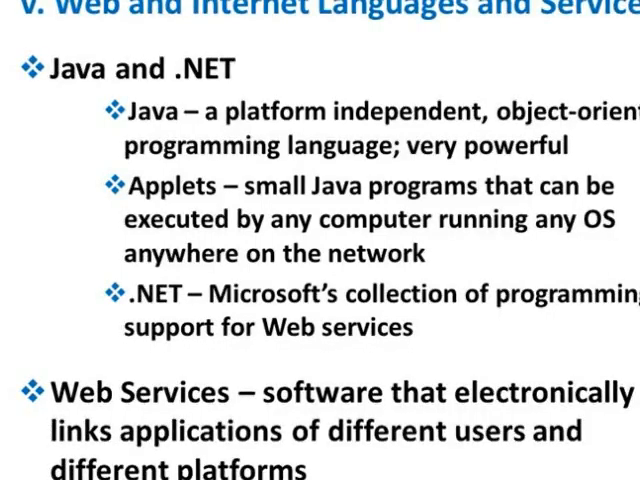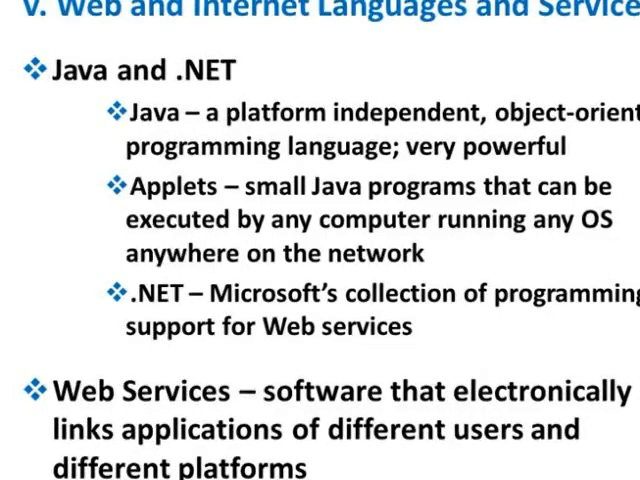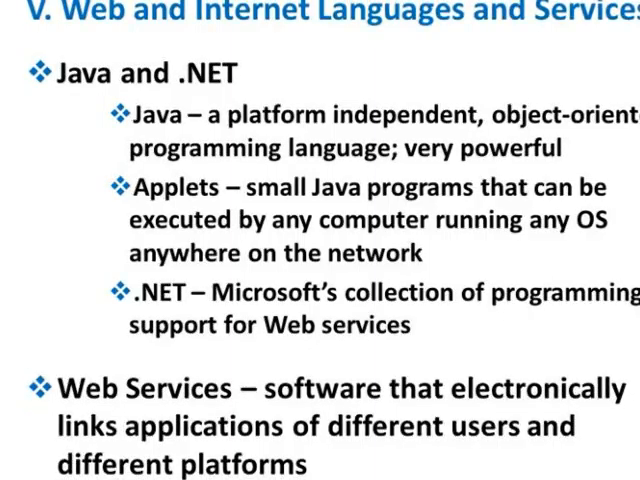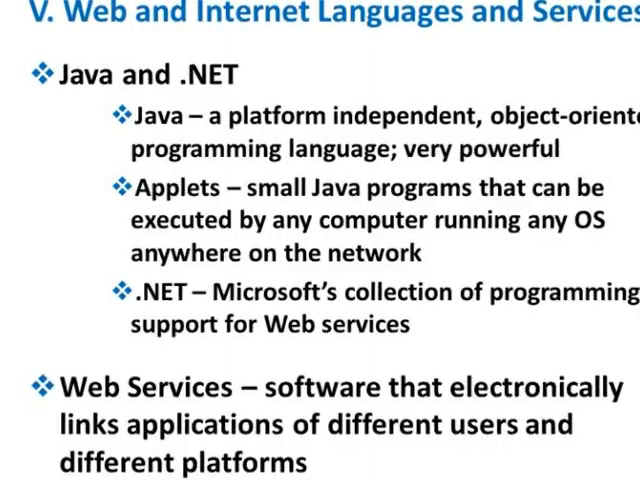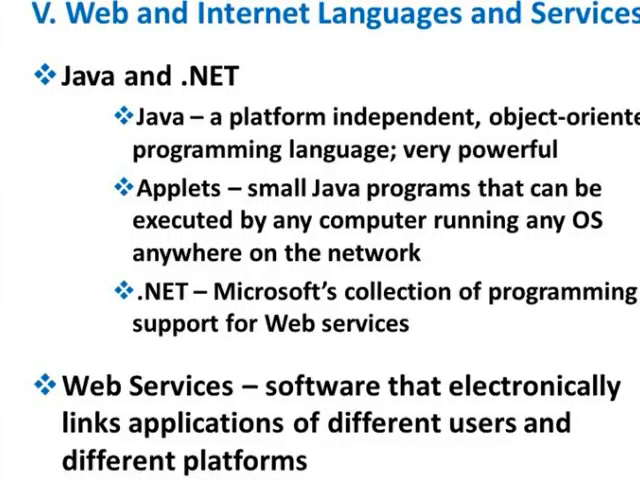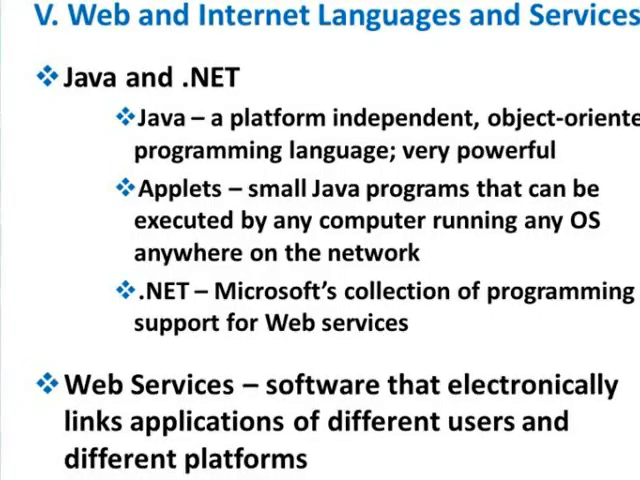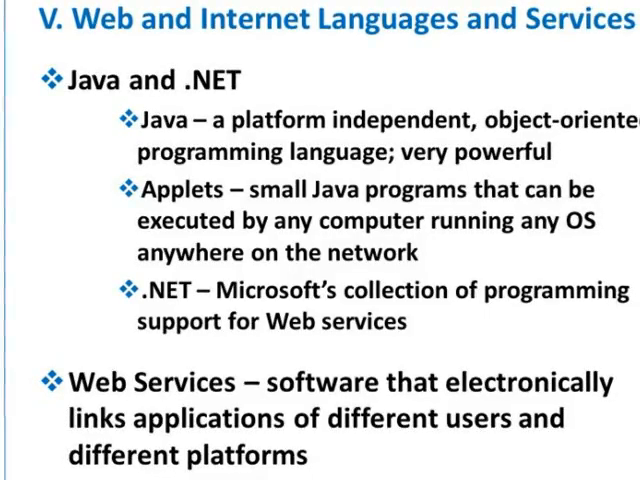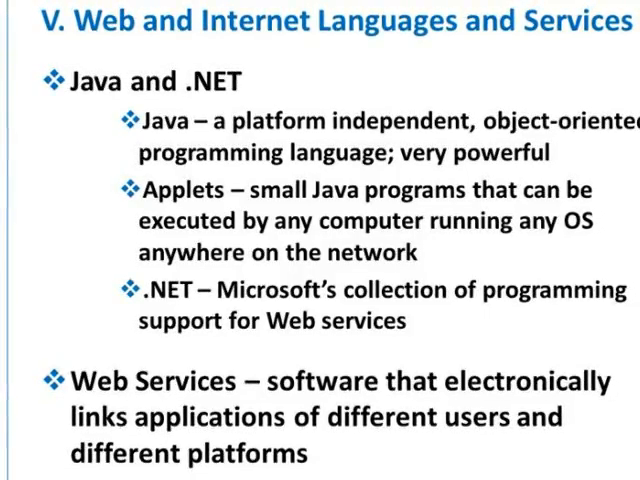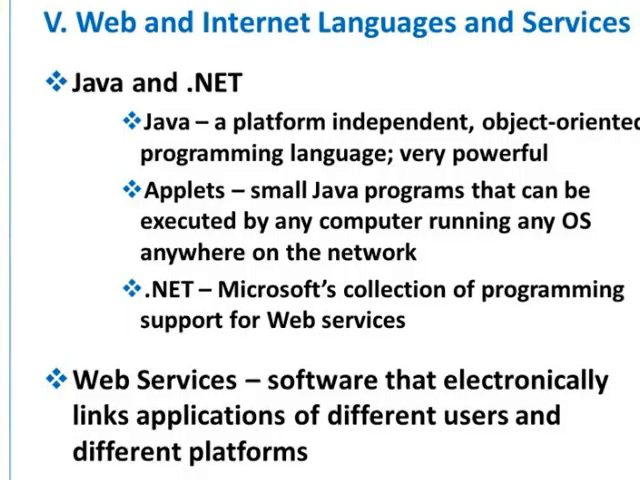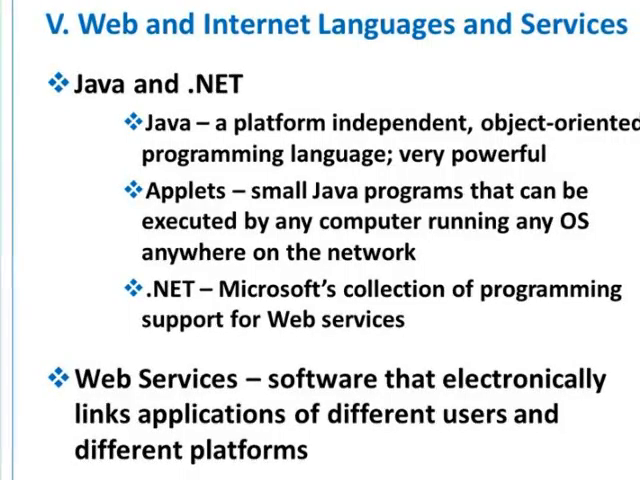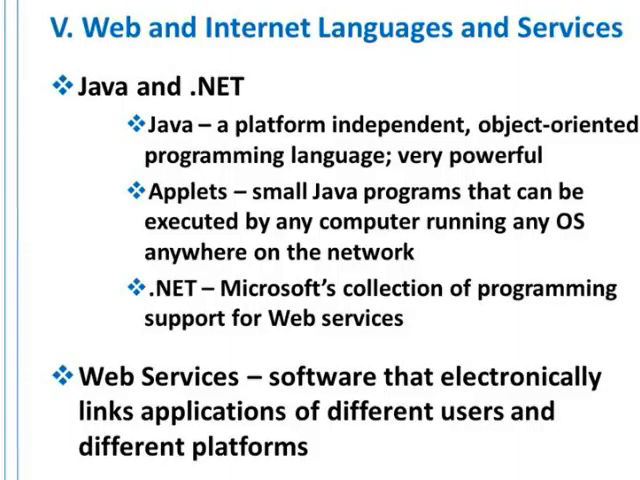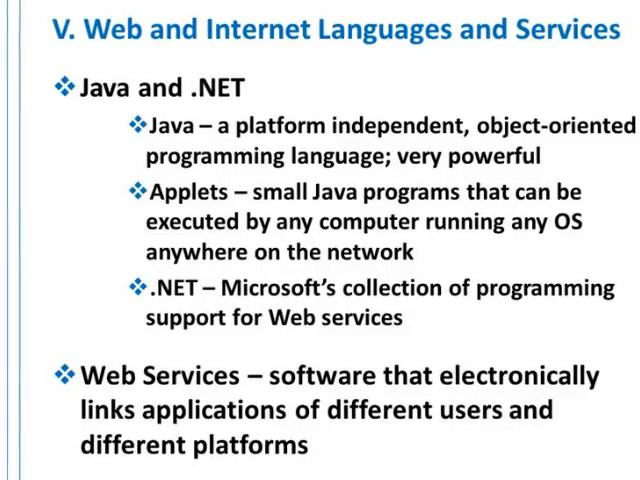Also, for internet languages, we have Java and .NET. Java is open source, which is now owned by Oracle, but created by Sun, and .NET was developed and is still owned by Microsoft. They are somewhat competing languages, as programmers tend to use one or the other. Java is a platform independent, object-oriented programming language, and it's very powerful.